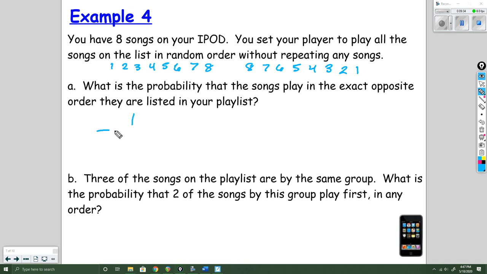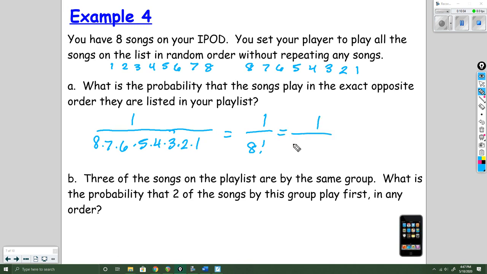Then we have to figure out how many different events are possible in this scenario. We have 8 songs, where order does matter, and we can't repeat any of the songs. So we have 8 options for the first song, 7 for the second, 6 for the third once that song plays, 5 for the fourth, and so on. To simplify this, that's just 1 over 8 factorial. And if we remember from previous lessons, 8 factorial is 40,320. So this is 1 out of 40,320, which is going to be a very low chance of occurring. That's 0.000025, or 0.0025%.